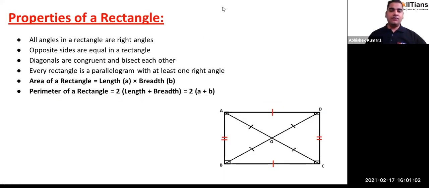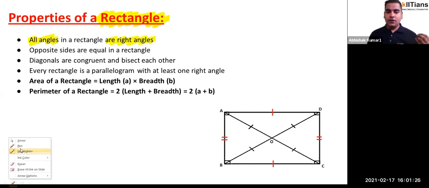So the very first thing we have is the case of rectangle. So guys, rectangle is a special type of parallelogram. And those properties that make a rectangle different from a parallelogram, we are going to discuss here. The very first is that all angles are right angles. Whenever you are talking about a rectangle, all the angles are right angles.